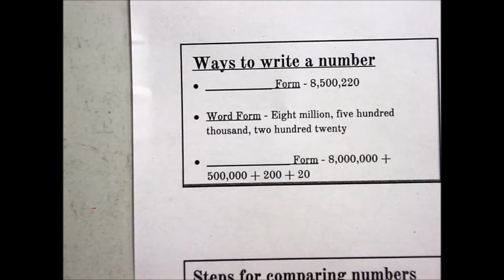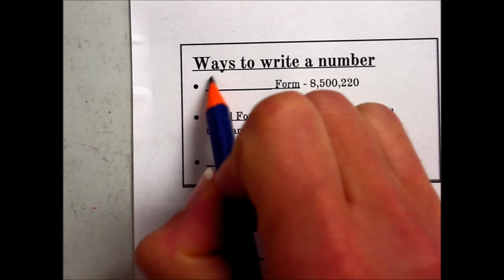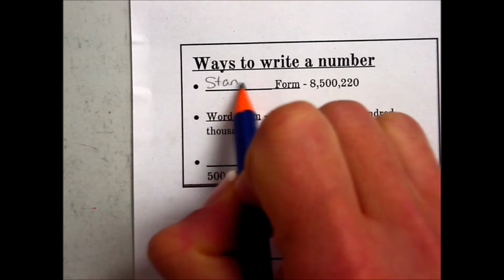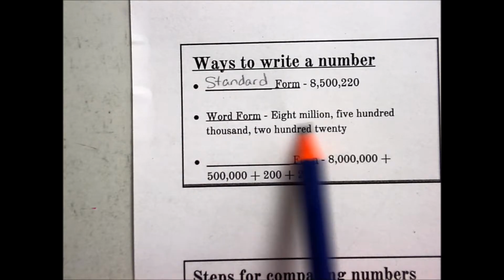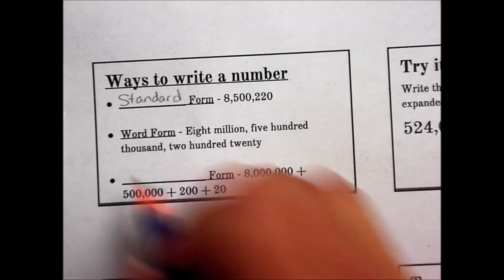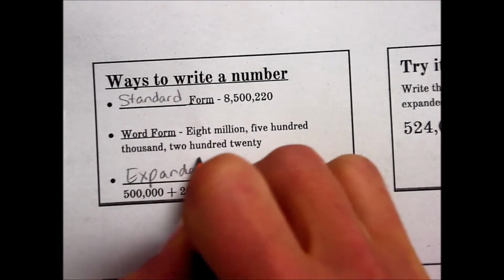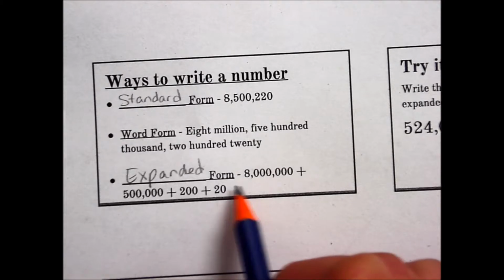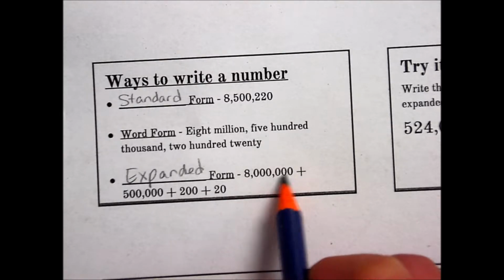There are several ways to write a number. The first is what we're used to. It is called standard form. In word form, we spell out every word of each digit. Finally, we have expanded form. In this case, we will start with the largest digit, largest value, and then we will write it. We add 0 for every other place.